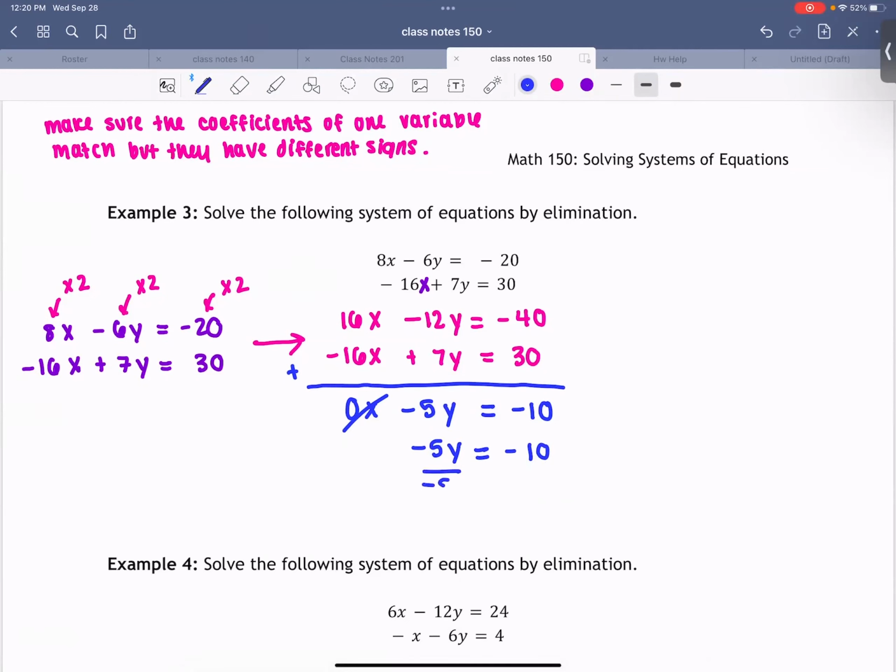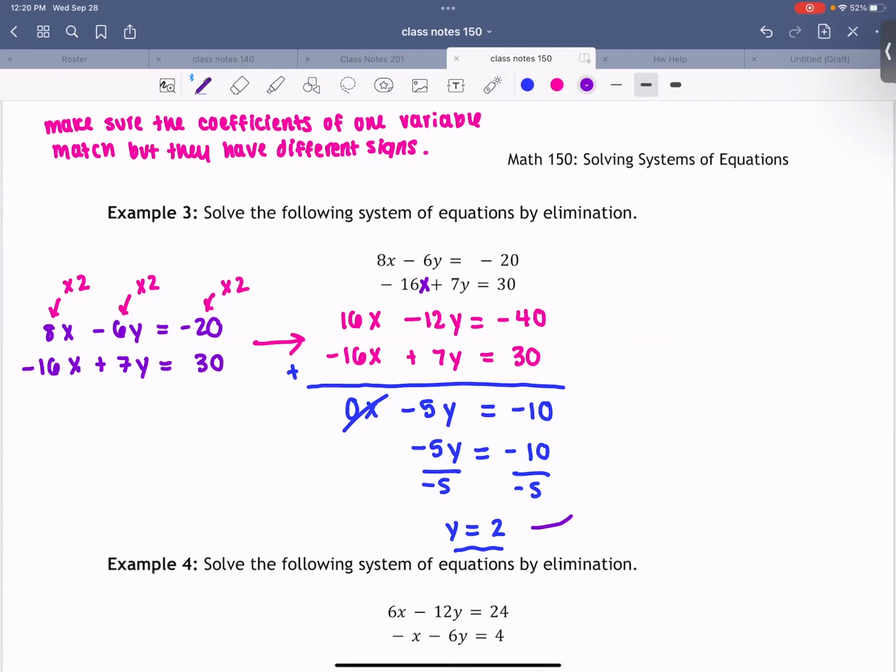Good. Divide by negative 5 on both sides. And we get y equals 2. Am I done? No. I got y, but there's another variable in here, right? There's an x, right? Does anyone remember how to get x? Plug the 2 in for y and then solve for x.